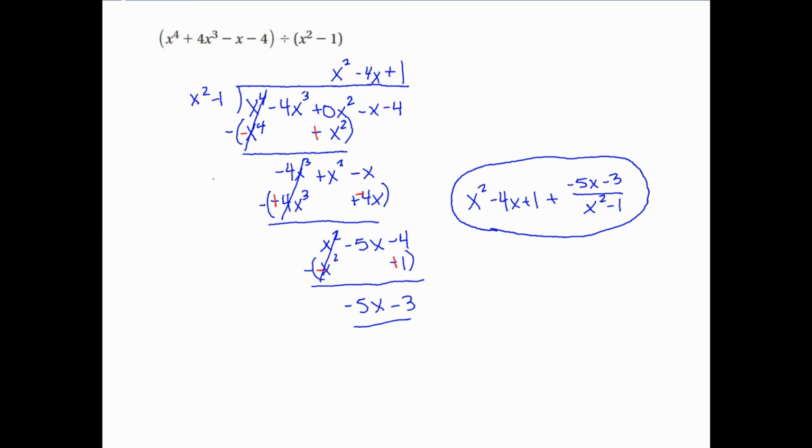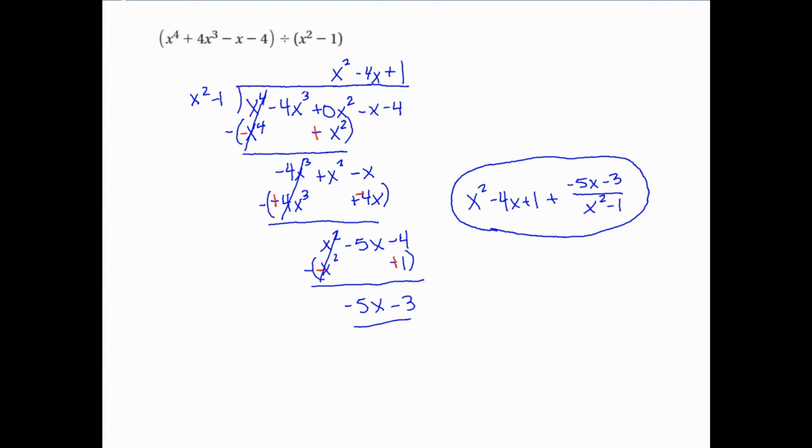We'll also say that x squared minus 1 is not a factor of x to the 4th plus 4x cubed minus x minus 4. Because we have this remainder, only when it's a remainder of 0 at the end do you say that your divisor is a factor. In this case, we can't say our divisor is a factor because we have a remainder.